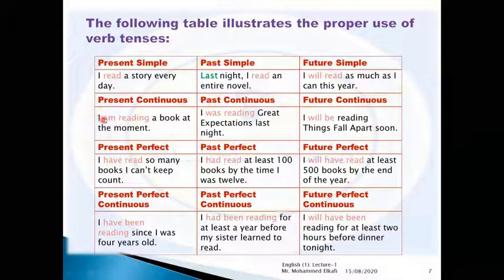And in case the subject is they or we, we should think of what? Are plus verb plus ing. And even with you, when we find you, we say you are plus verb plus ing. So here we have an example: I am reading a book at the moment.